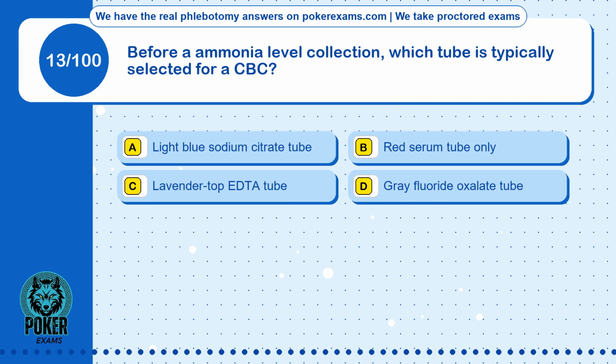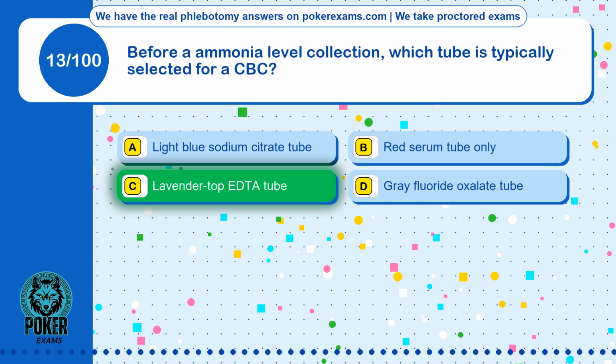Question 13. Before an ammonia level collection, which tube is typically selected for a CBC? Option A, light blue sodium citrate tube. Option B, red serum tube only. Option C, lavender top EDTA tube. Option D, gray fluoride oxalate tube. The correct answer is option C, lavender top EDTA tube.